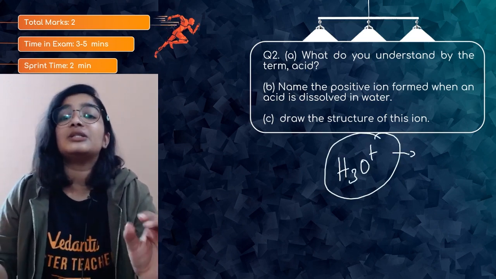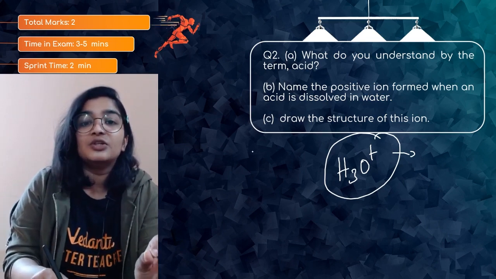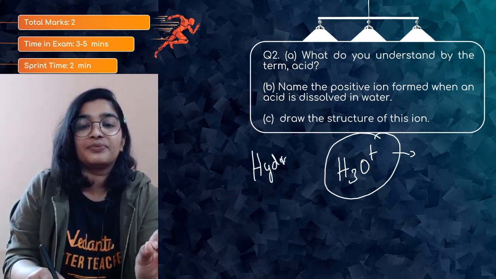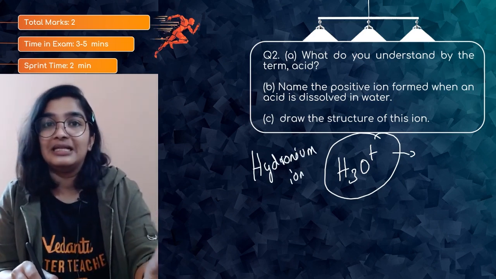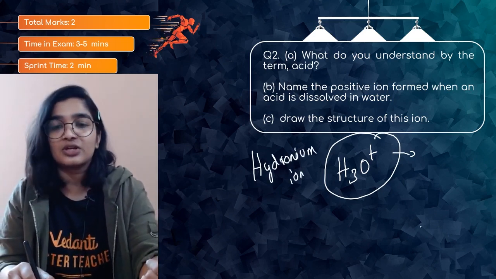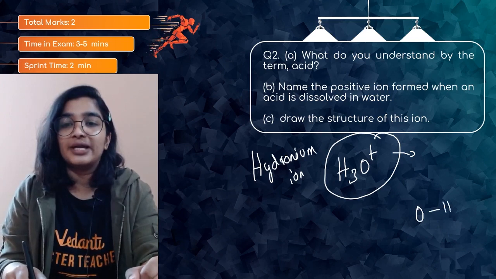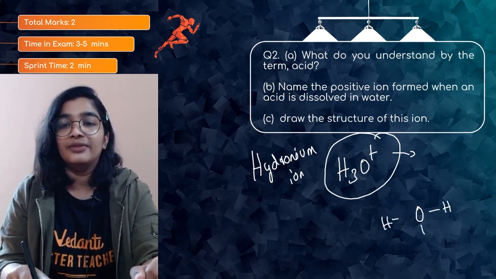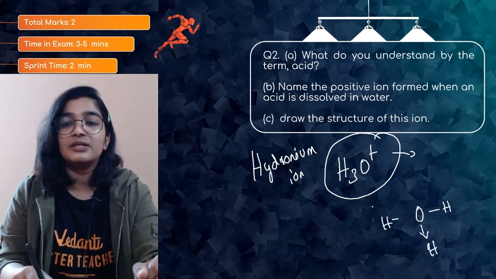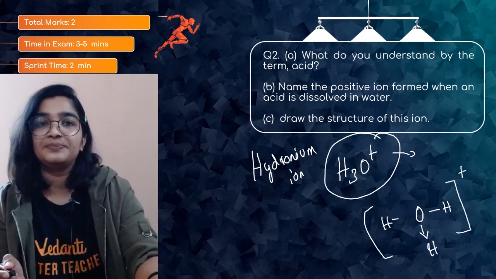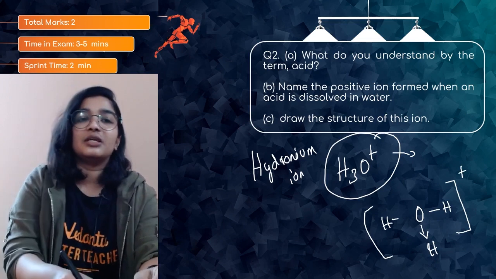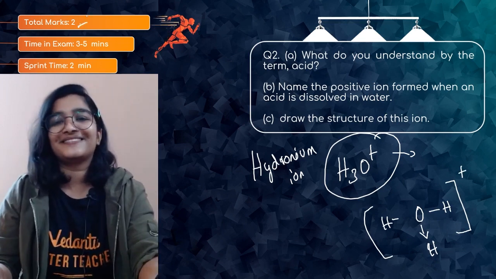which is the hydronium ion. They have asked you to name it, so you need to write hydronium. Do not just write its formula. Name the positive ion and then draw the structure. The structure is H, then one coordinate bond, H, enclosed in a bracket, with a positive charge. If you write all this, you will get 2 marks. Easy, no?